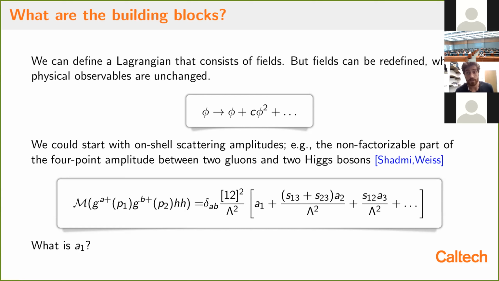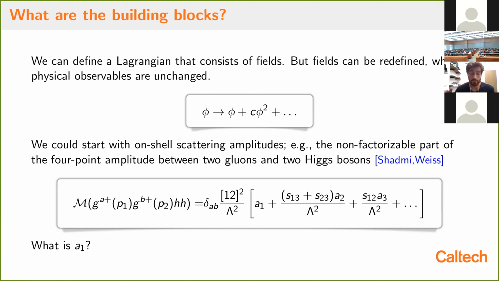A different way of answering this question of the building blocks is to skip the whole Lagrangian construction completely and focus on something more closely related to physical observables, namely on-shell scattering amplitudes. This has been the mantra of the modern amplitude techniques that have been developed in recent years. An example is the non-factorizable part of the 4-point amplitude with 2 gluons and 2 Higgs bosons, which was done by Shadmi and Weiss. The resulting amplitude is given in this expression here.